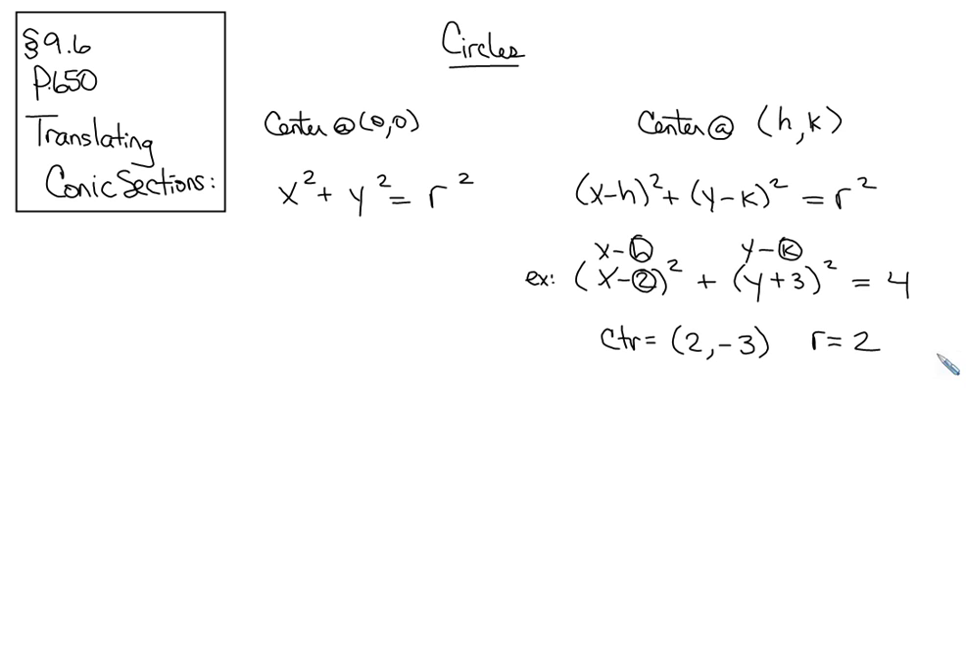So as far as graphing these go, nothing changes in terms of the actual graphing except our center's in a different place. That's it, guys. That's the only difference. Where we start changes. Nothing else is going to change. And I want you guys to really understand that, because the same is basically going to hold true for all of our shapes.